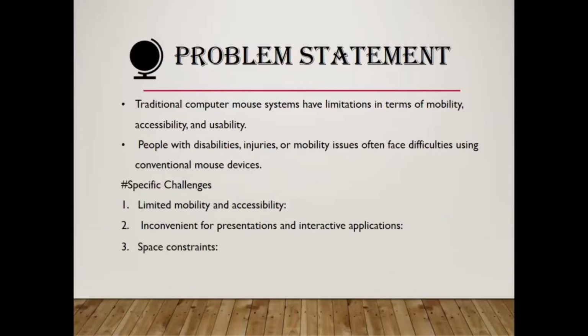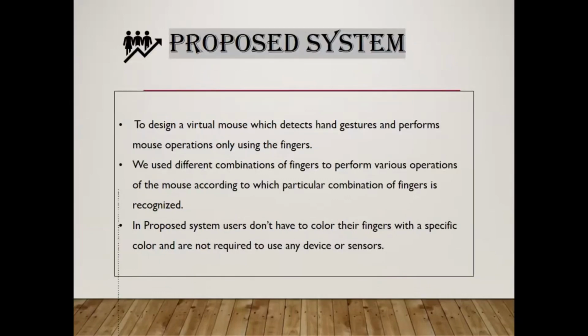Problem Statement. Traditional computer mouse systems have limitations in terms of mobility, accessibility, and usability. People with disabilities, injuries, or mobility issues often face difficulty using conventional mouse devices. Specific limitations are limited mobility and accessibility, inconvenience for presentations or interactive applications, and space constraints.